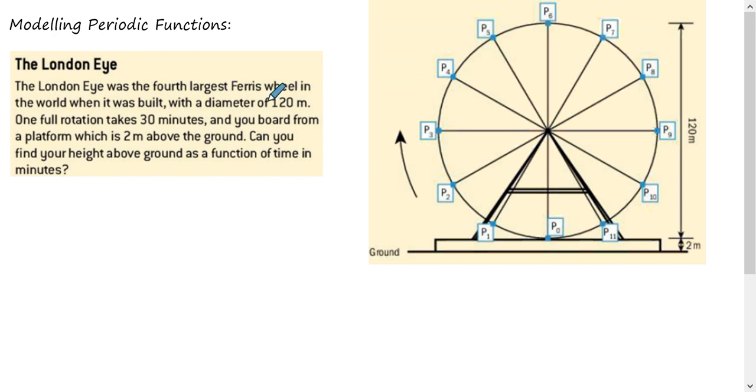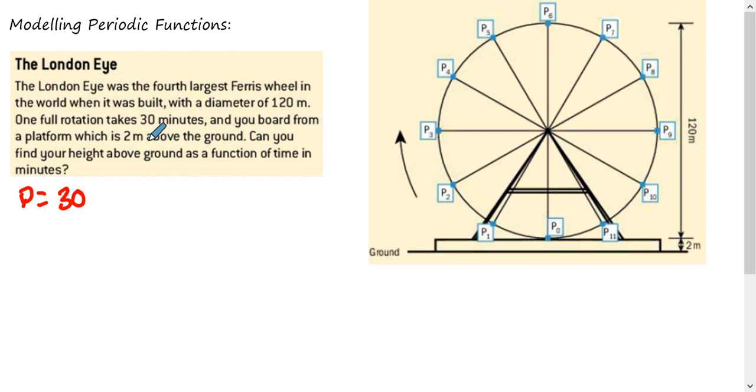So we have this Ferris wheel, and they're telling you information that you need, like the diameter is 120 meters, and how long it takes to make one rotation. What that's telling you is how long it takes for one cycle to complete. So what is that telling you? That's the period. The period is 30 minutes. That's going to be important when we're writing our equation.